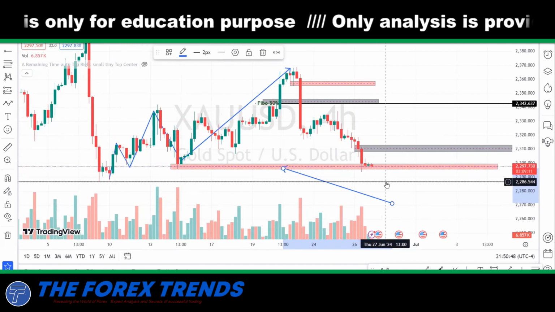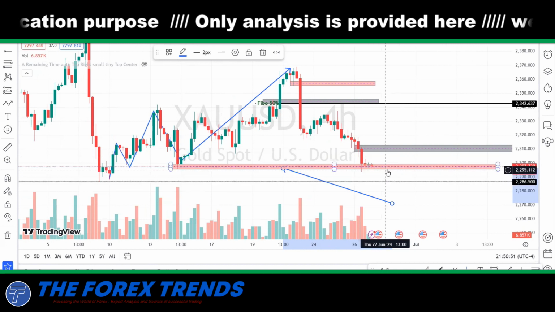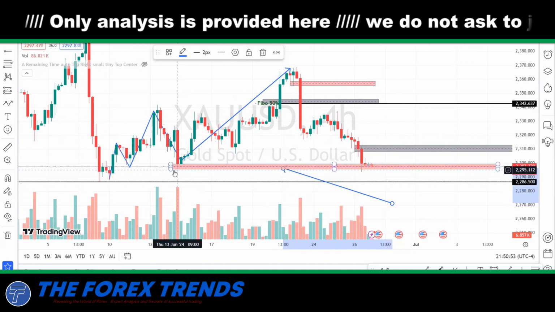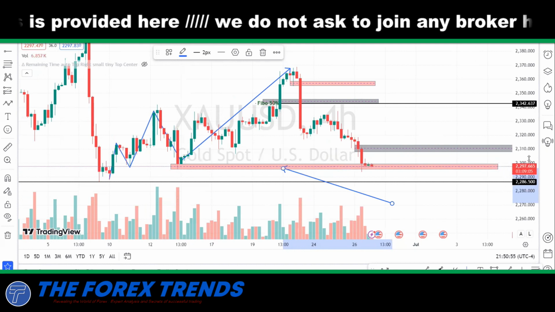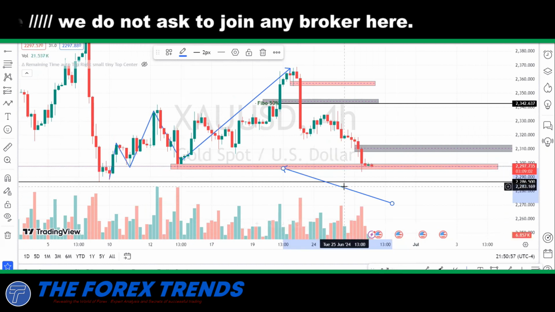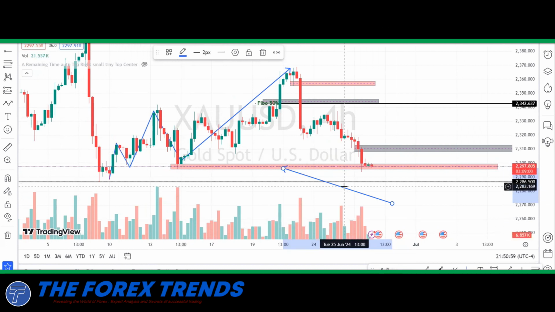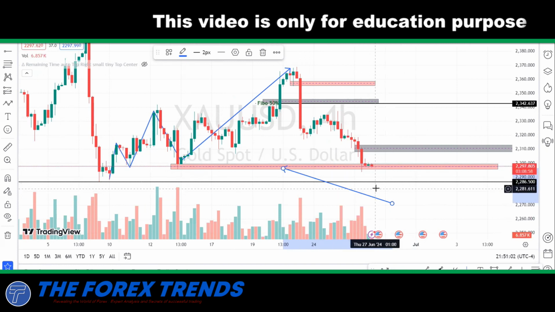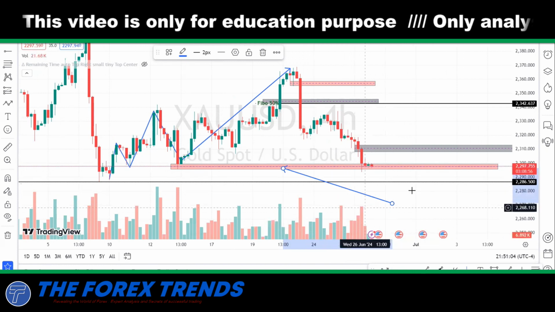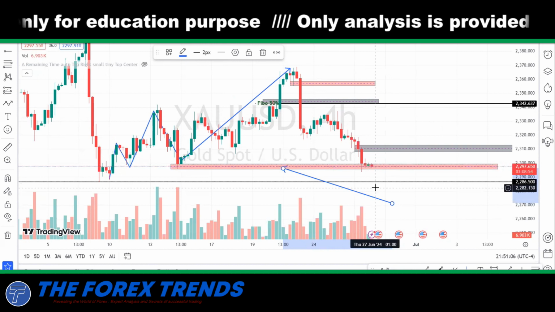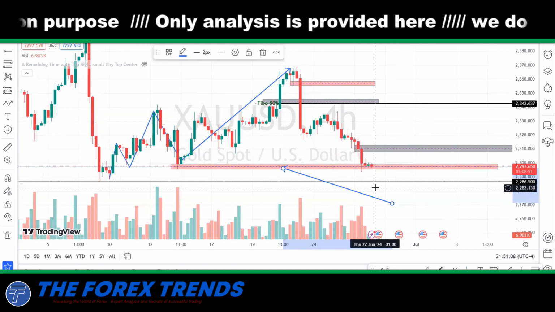If the market is able to close a candle below this support, we will mark this zone as a change of character. Until then, we are bullish on gold. So, frankly, this price is a discounted price to initiate a buy right now.